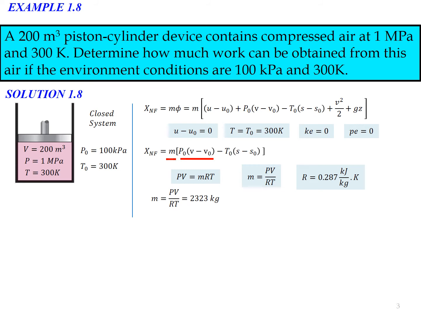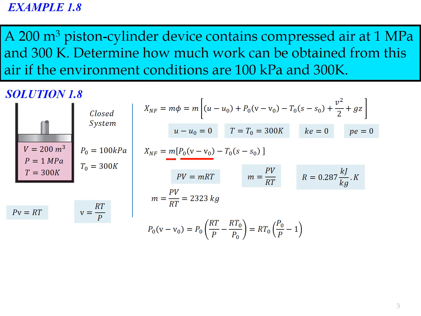Okay, next we need to determine the term for P naught multiplied by v minus v naught. Also we can use the formula Pv equal to RT. Just now we used PV with capital letter, and now we use Pv with small letter, representing specific volume. The same formula, but we use a different unit for volume. So rearranging the equation, we get specific volume equal to RT divided by P.